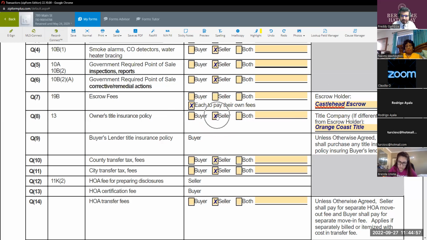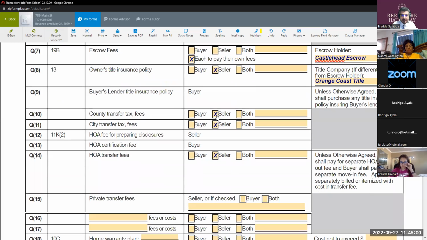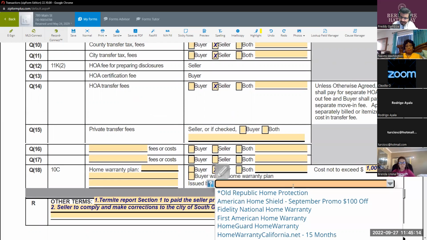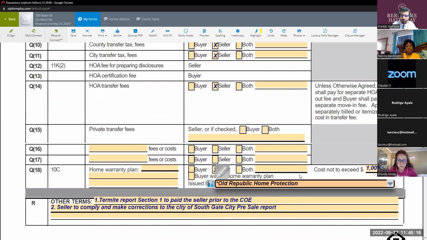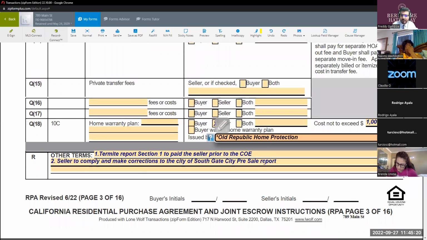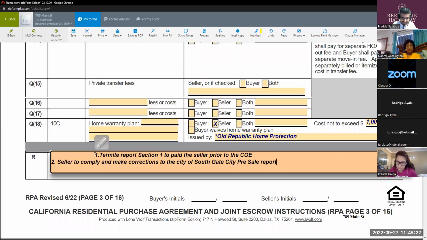And make sure it is the same seller, right? HOAs, city, that's okay, leave it alone. Same thing goes with the home warranty. The seller, how much to pay, if they ask for $1,000, highlight it. Provider, highlight it as well. And choose your own provider as well. Now if they have any other terms right here, same thing, highlight it as well.